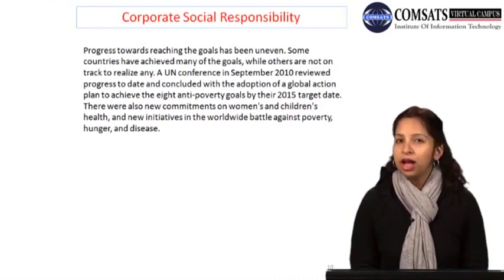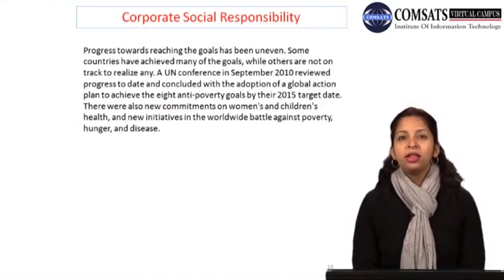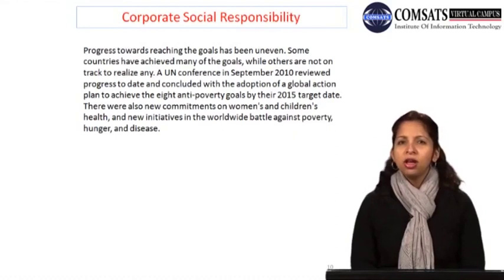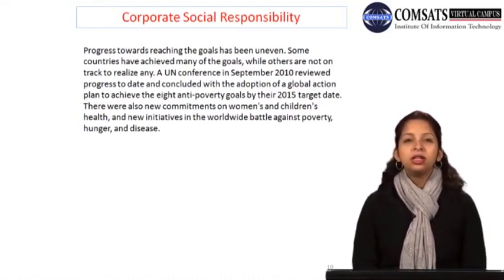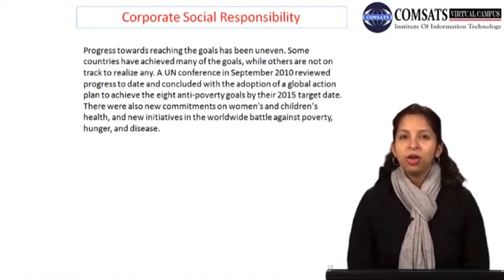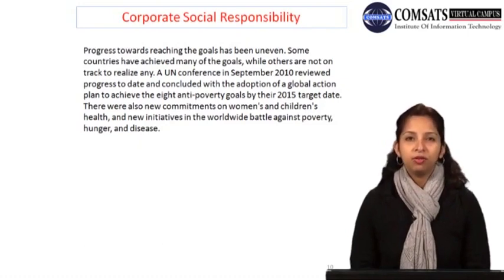But if you look at the ground reality, there would be some countries that have achieved the goals. Then there would be other countries where corruption is very high, bribes are very common, and there are many problems, which have not achieved the goals. Again, the point is that the Millennium Development Goals were made so that countries could achieve them and improve the state of their society and the state of the environment.